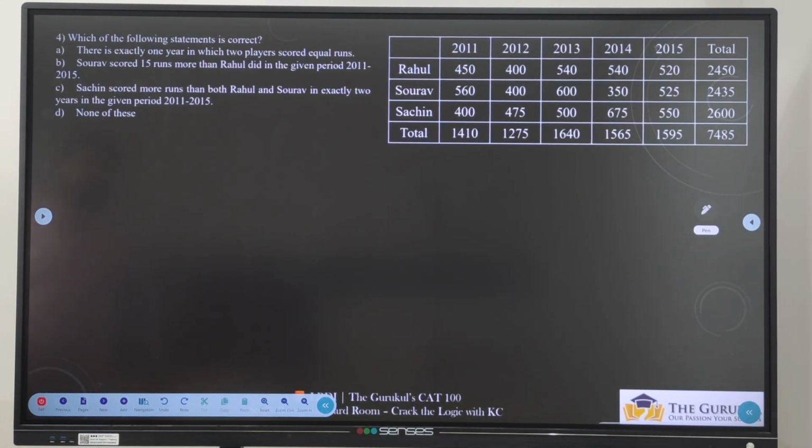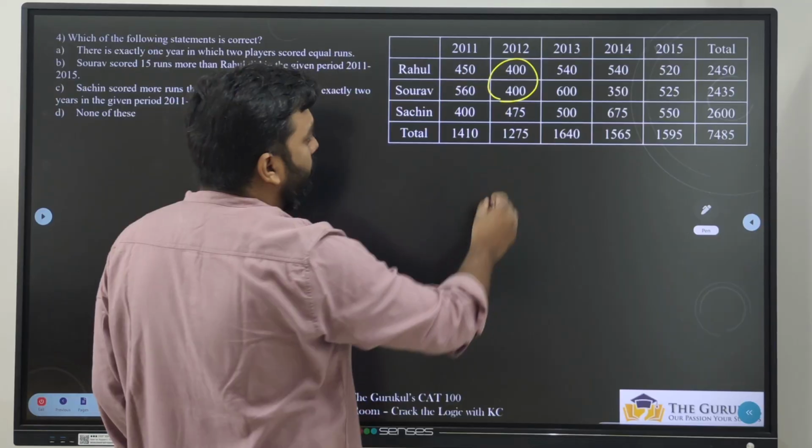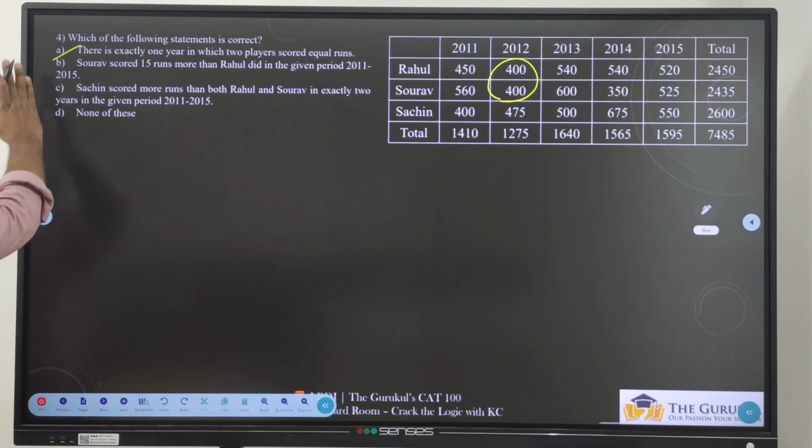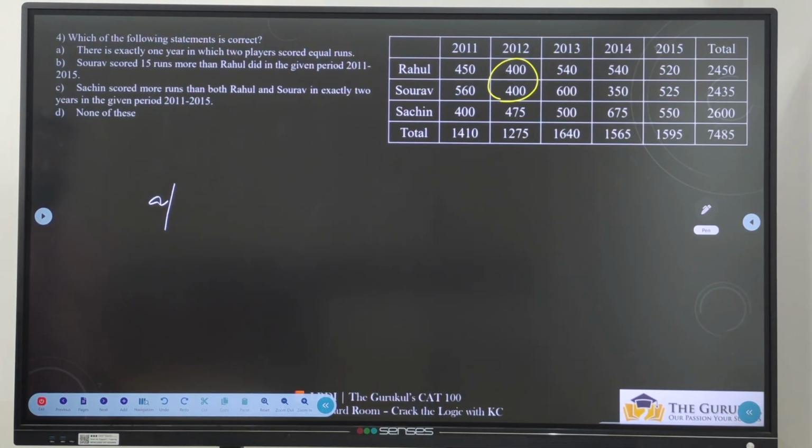Next, which of the following statements is correct? There is exactly 1 year in which 2 players scored equal runs. Yes, there is only 1 year, that is in 2012. 2 players got same runs. That is true. So A is correct. Next, Saurav scored 15 runs more than Rahul in the period of total 2011 to 15. So Saurav and Rahul, they are comparing. Rahul scored 2450, Saurav scored 2435. So Saurav scored 15 less than Rahul, but they are saying 15 more than Rahul.